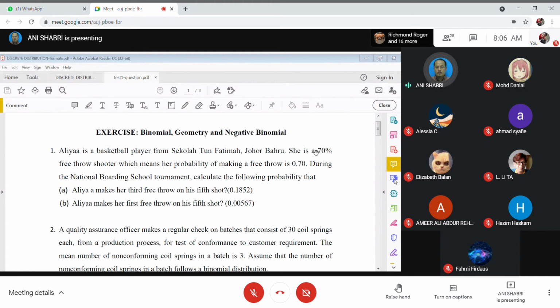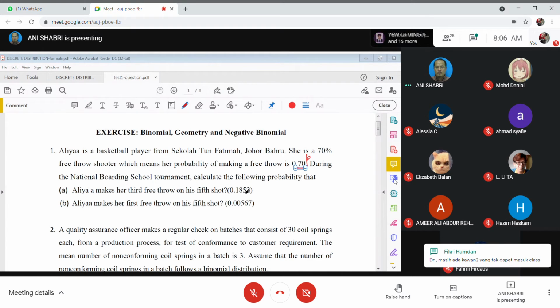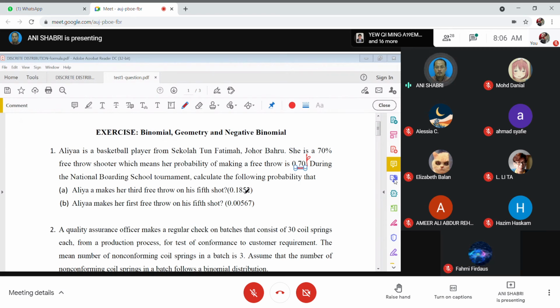If you see, p is given for this one. P is 0.7, or 70%. What is the distribution? Negative binomial. Why do you know it is negative binomial? What is the keyword? Third free throw. If you see the third, it is negative binomial.